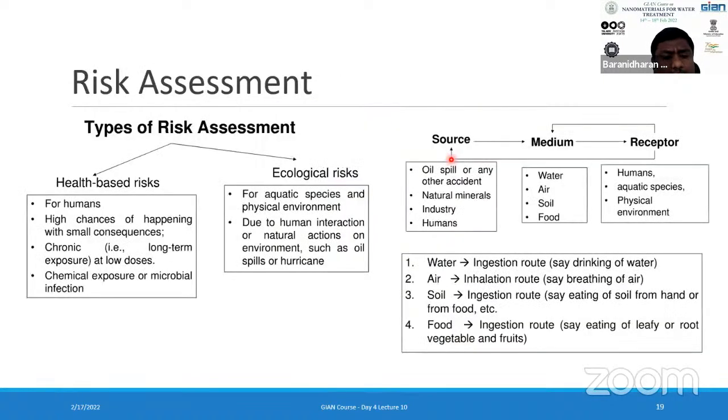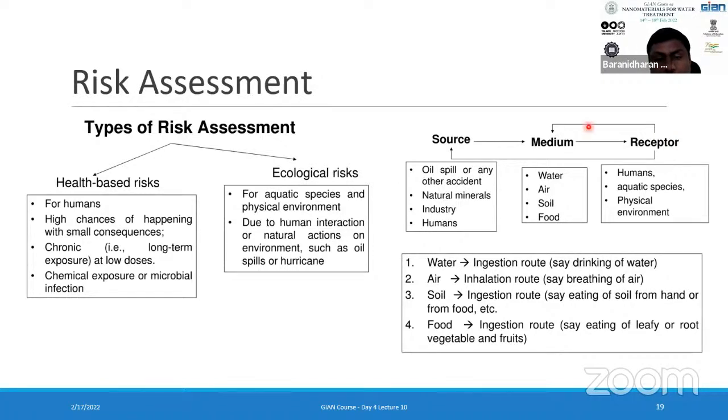In our study, we are not interested in this ecological risk, but we were more concerned about the health risk, that is, the risk towards humans. In order to carry out a risk assessment, you need to have a source, a medium, and a receptor. The source is the nanoparticle itself, which is there in the environment, and the medium is how it is transported to the receptor. The receptor is the human.